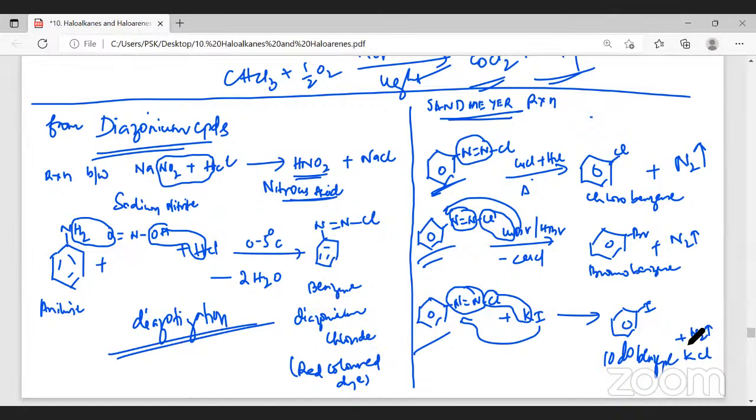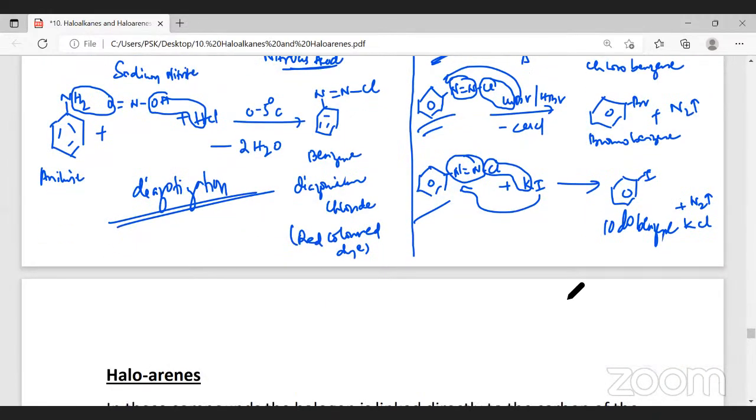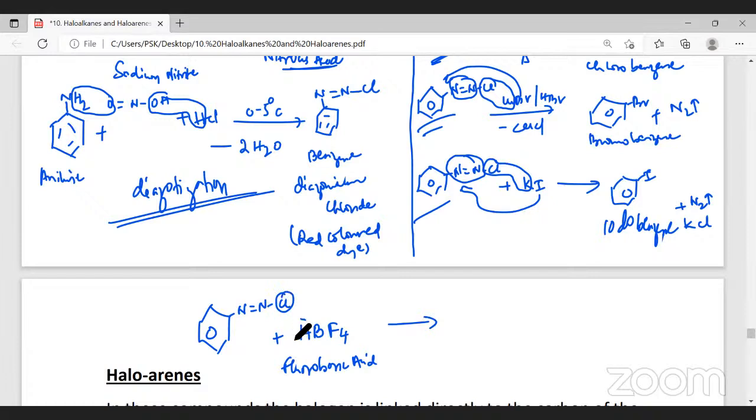One more reaction we should write. You cannot directly fluorinate benzene diazonium chloride. So if you have to prepare fluorobenzene, what are we supposed to do? The fourth reaction is this: benzene diazonium chloride is treated with fluoroboric acid. When it is treated with fluoroboric acid, the chlorine and this hydrogen get eliminated as HCl.